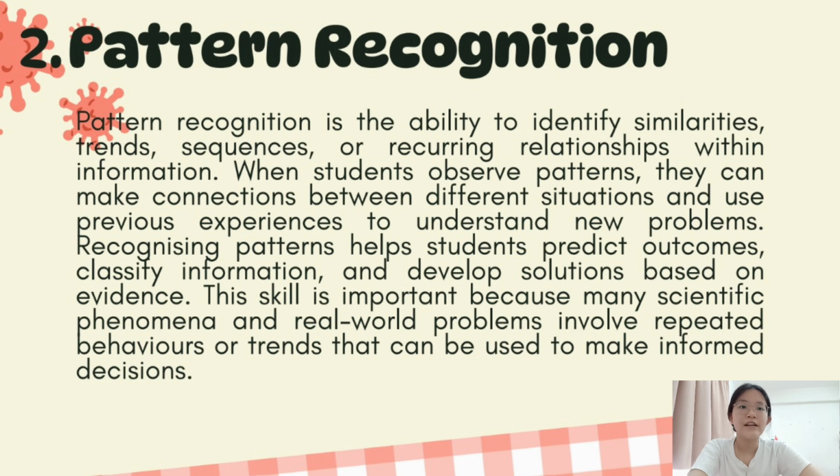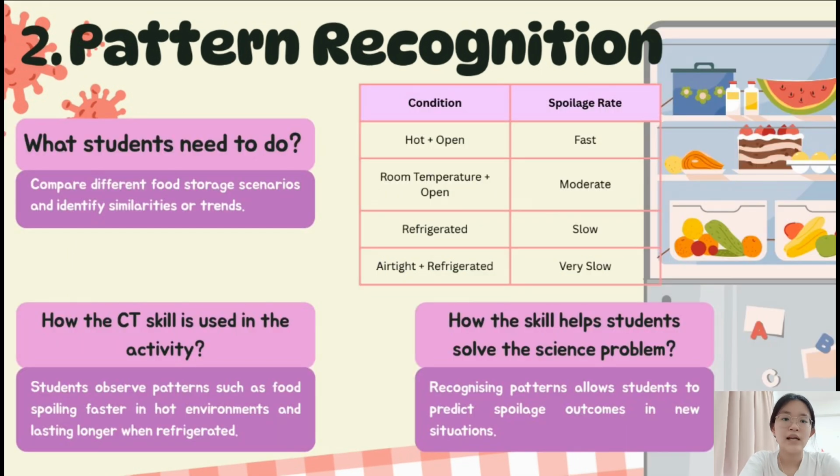Secondly, pattern recognition. Pattern recognition is the ability to identify similarities, trends, sequences, or recurring relationships within information. In this problem, students need to compare different food storage scenarios and identify similarities or trends. So students observe patterns such as food spoiling faster in hot environments and lasting longer when refrigerated. Recognizing patterns allows students to predict spoilage outcomes in new situations.